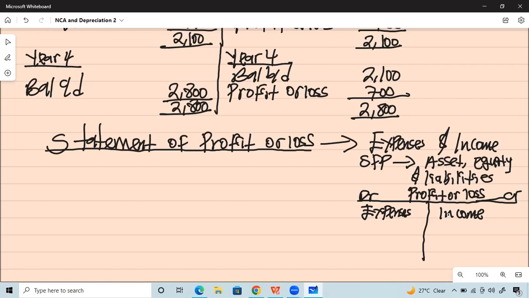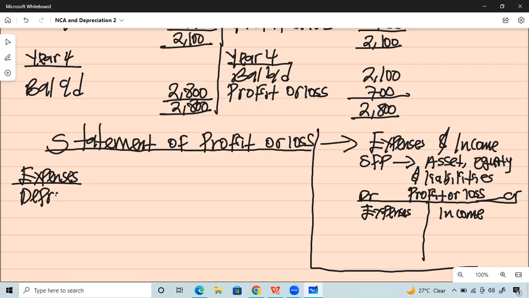So this is how we prepared statement of profit or loss in the olden days using T format. But when we want to prepare it now, we are not going to use T format anymore. We are going to use vertical format. So in the vertical format, you are just going to say expenses. Don't worry, you still know how. You say depreciation. Year 1, you can say 2, you can say year 3, and you can say year 4. So you are going to be recognizing 700 naira in your statement of profit or loss.